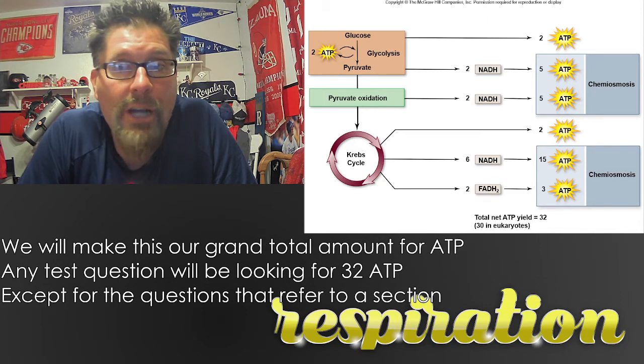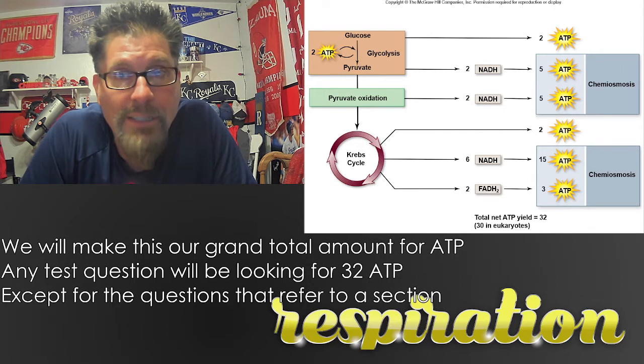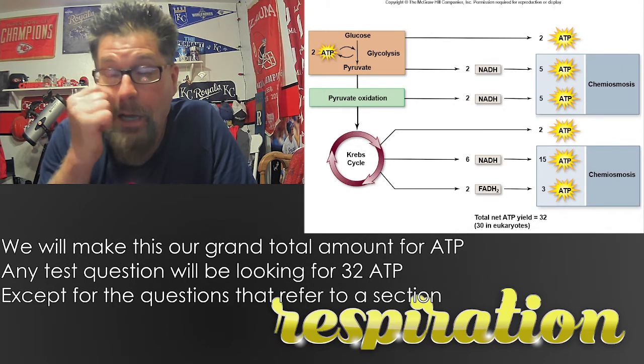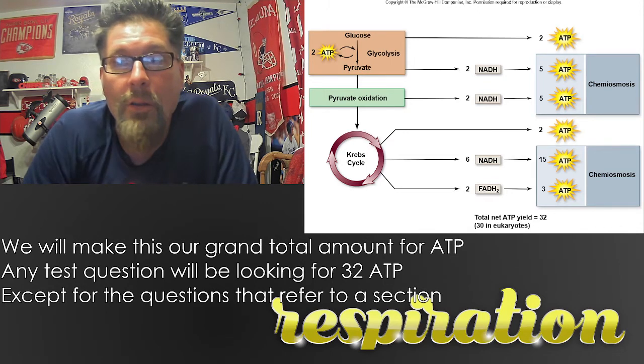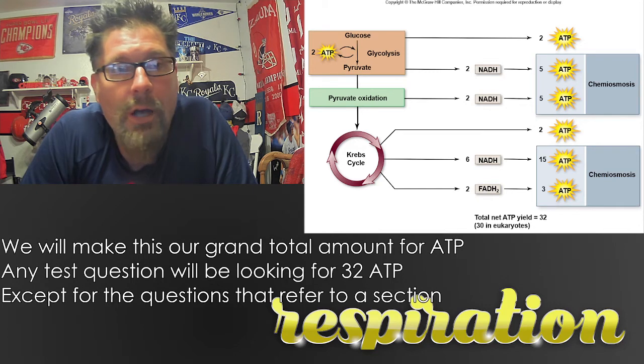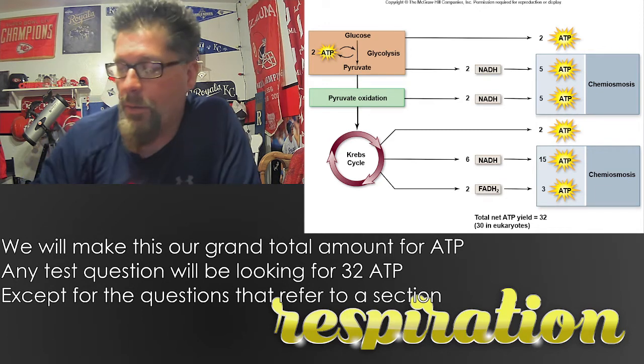Now, if the question asks for a section, like in glycolysis, how many ATP are made, then we're looking for that number. Or in the Krebs cycle, how many ATP molecules are made, then you'll need their own particular number. But if it doesn't mention a section or a step, it wants the grand total number, and that number will be 32.